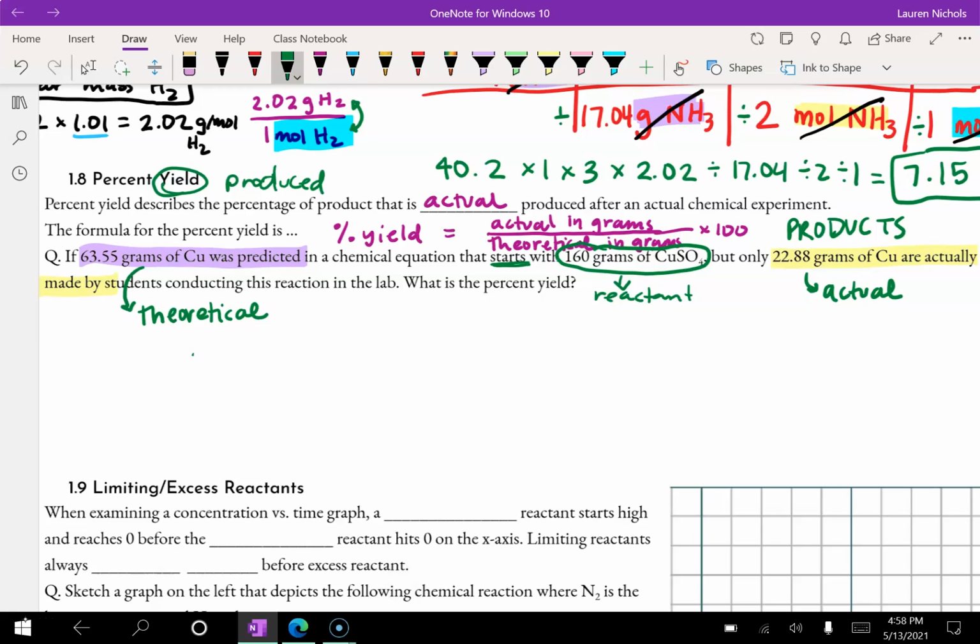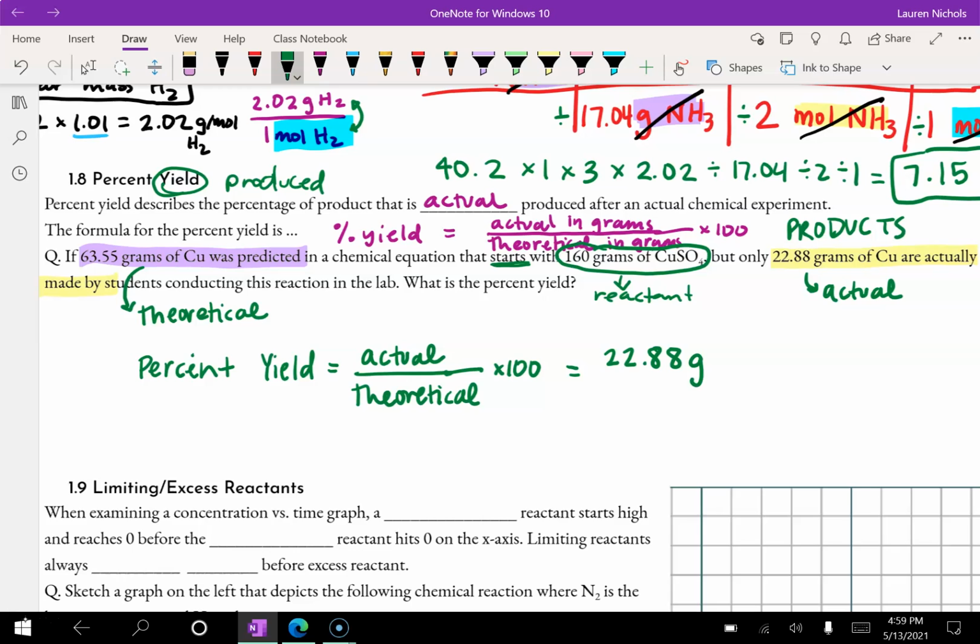So all we need to do is say, okay, our percent yield, which remember, if you want to make sure you get as much partial credit as possible, write down what formula you're using. So it's our actual divided by our theoretical times 100. And one way to check your work and make sure you're plugging things in correctly, for example, what if you accidentally used 160 grams? Well, what I would like to point out is that when we plug this in, I'm going to put 22.88 grams of copper divided by 63.55 grams of copper times 100%.